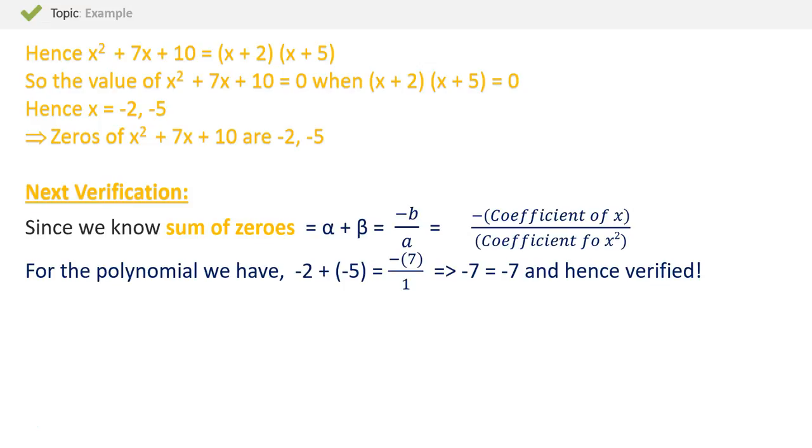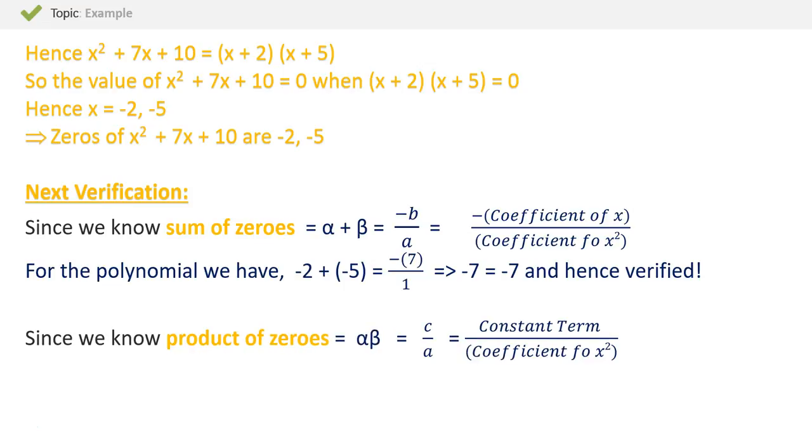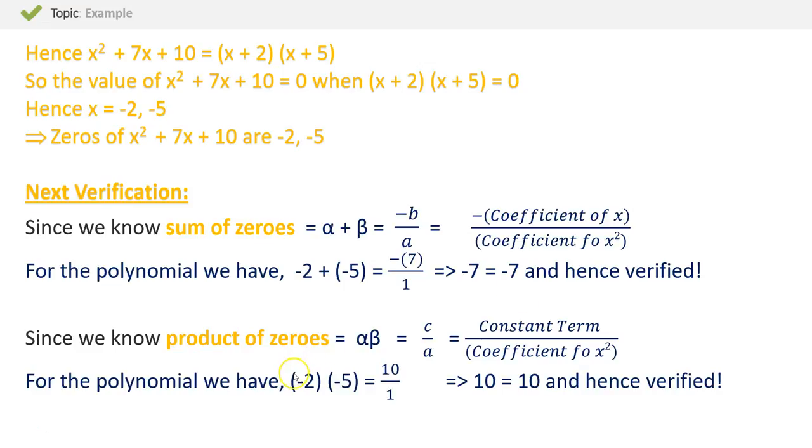So if you sum two zeros, what you get is the coefficient of x divided by coefficient of x square with a negative sign. Similarly, for the product, you will see alpha into beta as minus 2 multiplied to minus 5 is equal to 10 by 1, which implies 10 is equal to 10, and hence even this relationship is verified.